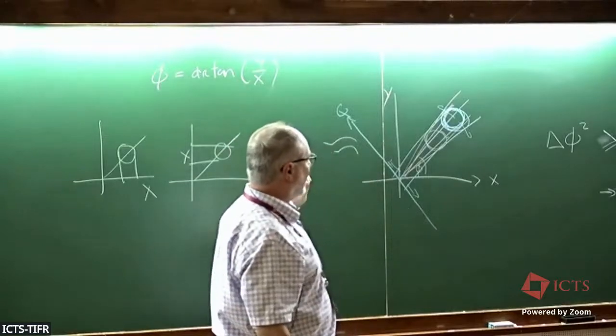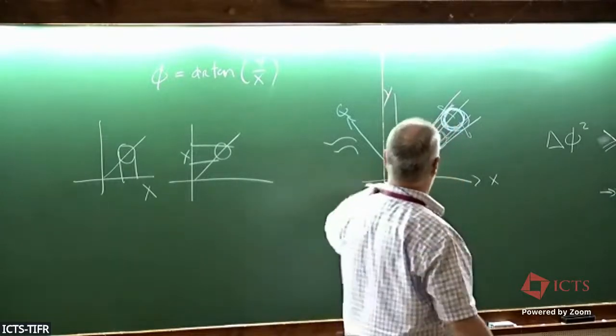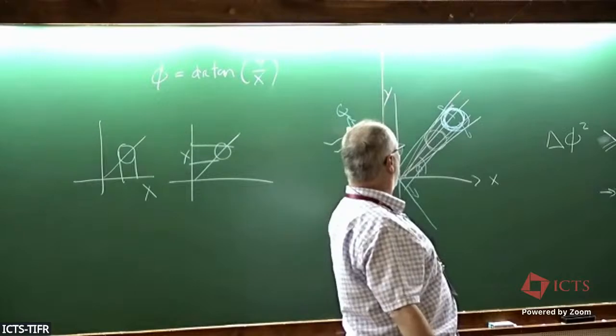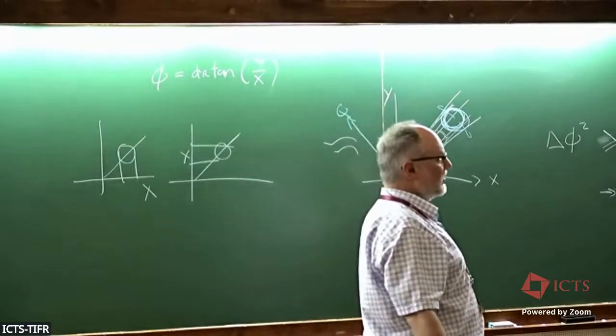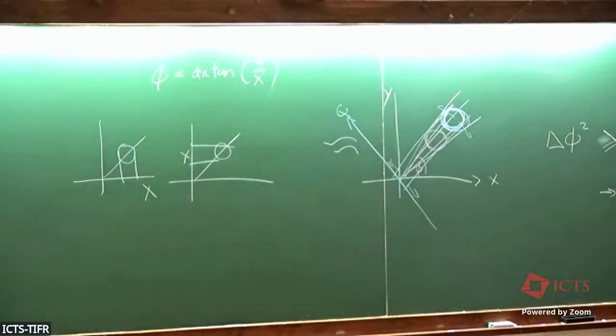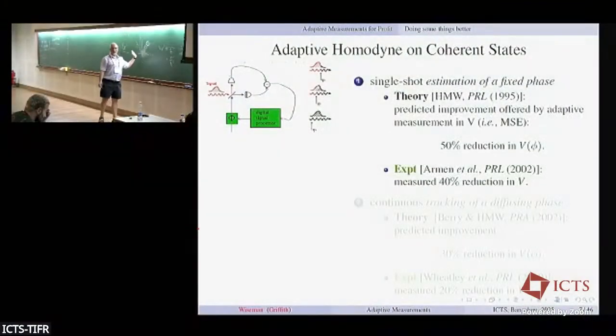So the idea of the adaptive measurement is exactly to wiggle around your local oscillator until you're measuring as much as possible along this direction. And so for a large coherent state, it turns out you can spend almost all your time measuring what you want to measure.